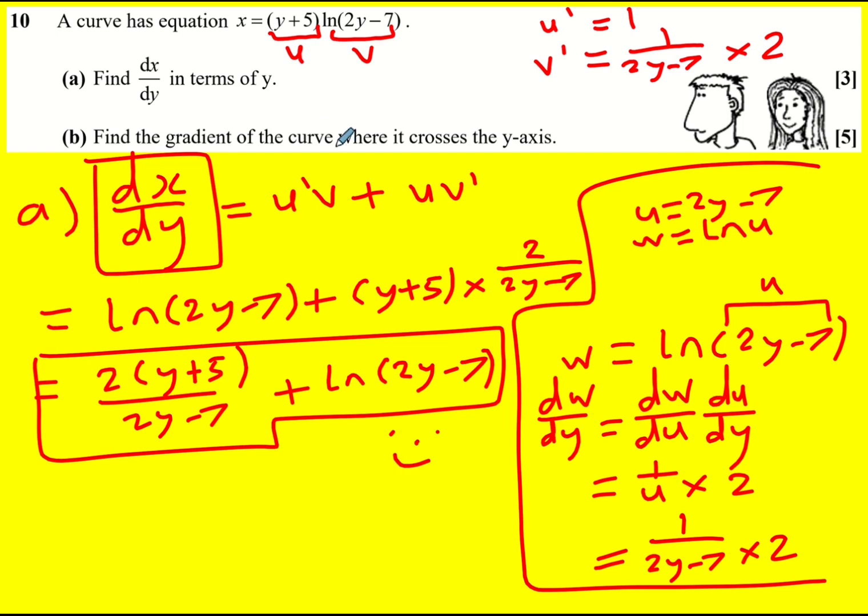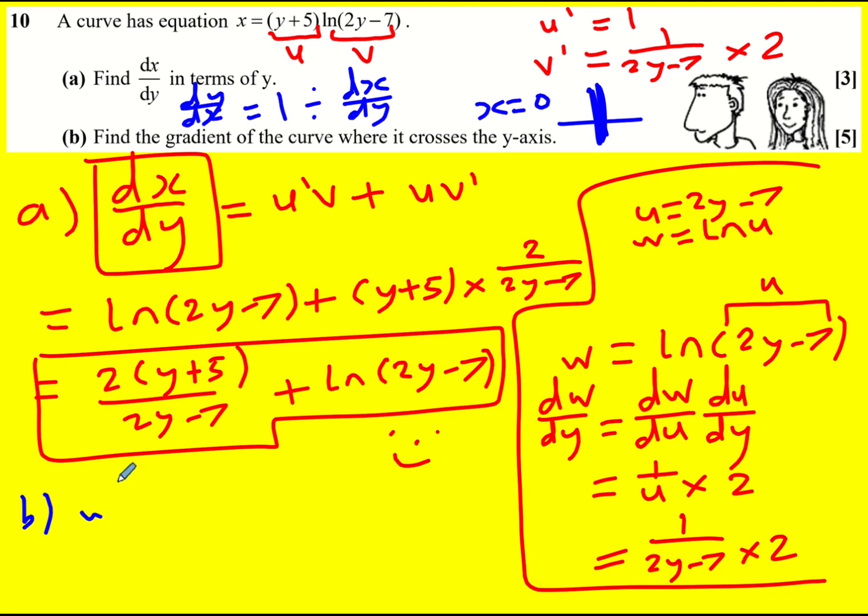B, we're asked to find the gradient of the curve where it crosses the y-axis. Two things. The gradient is dy by dx rather than dx by dy, but they are strongly related. They're just a reciprocal of one another. So dy by dx is 1 divided by dx by dy. So we can actually just find dx by dy and then do 1 over that. Brilliant. Now we're interested in where it crosses the y-axis, and that's along here somewhere. So it's when x is equal to 0.